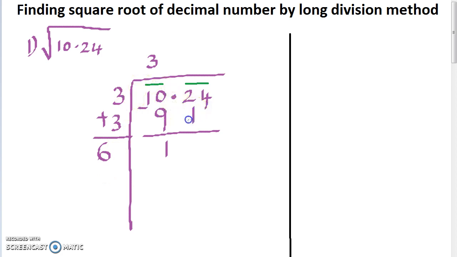Now I need to bring down this pair, that is 24. Before doing that, I need to shift the decimal place. So the decimal place has to be shifted to the quotient, that is up, and 24 is brought down.